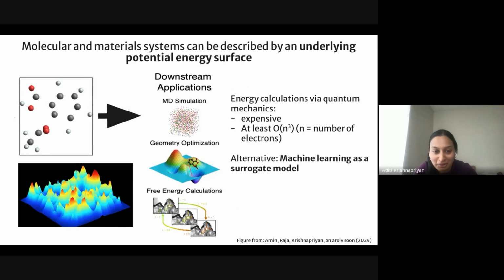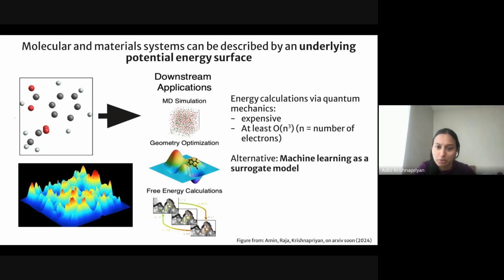So I think Yi-Lun already gave a great introduction to neural network potentials. And just to summarize that overview here, a lot of these molecular and material systems can be described by this underlying potential energy surface. And if you have access to that potential energy surface, this is really the oracle for a lot of downstream applications, from MD simulation to geometry optimization and so on. And these calculations are expensive via quantum mechanics and other methods. And so there's really been a lot of interest.